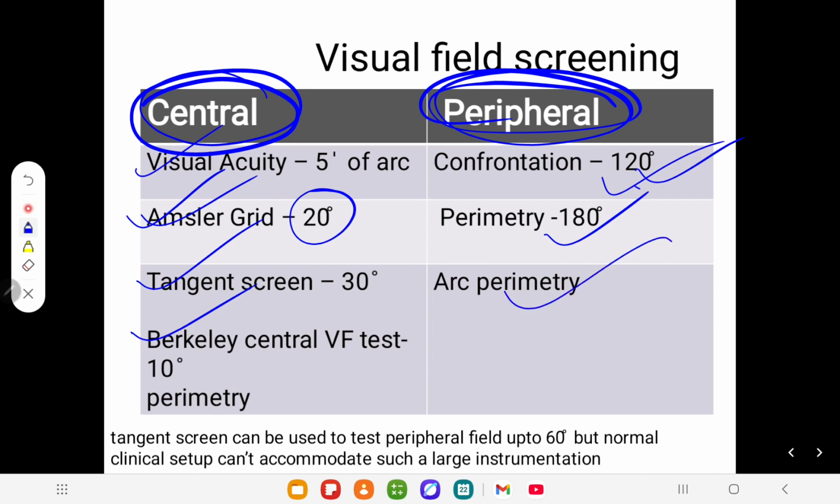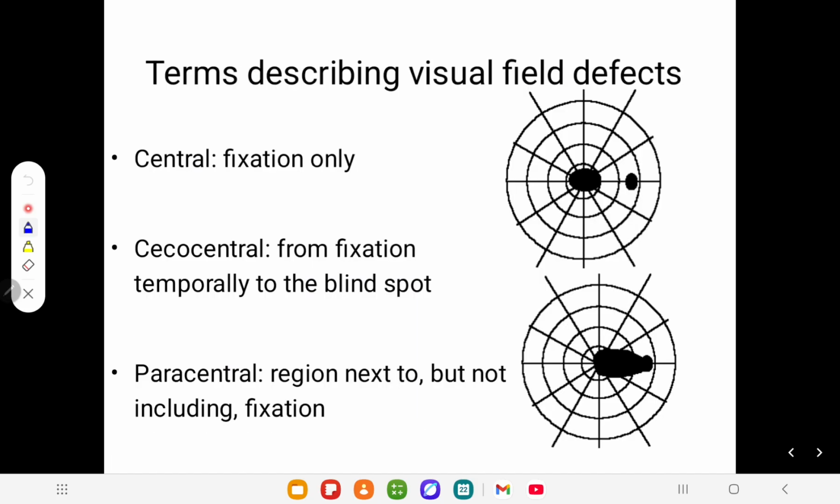There are a lot of things that we can normally do, but in clinical practice, yes, definitely the Amsler grid is very useful for central visual field defects, isn't it? So there are some terms in visual field defects that we have to discuss. First, central fixation only. If there is a central visual field defect, it means the centrally fixating area, isn't it? This is a blind spot.